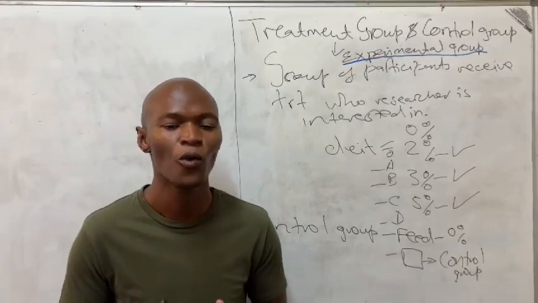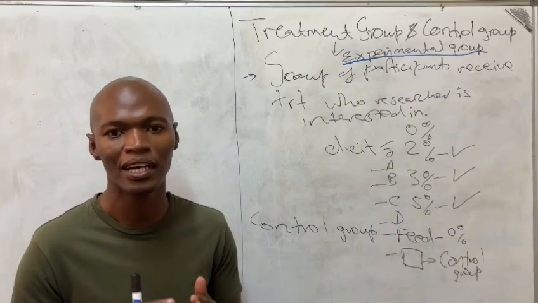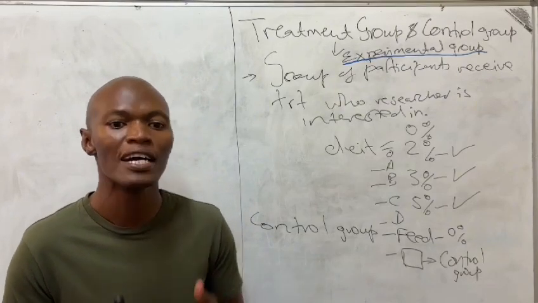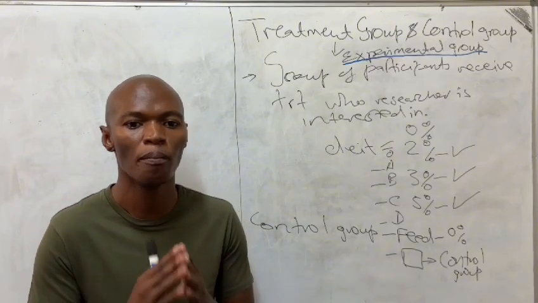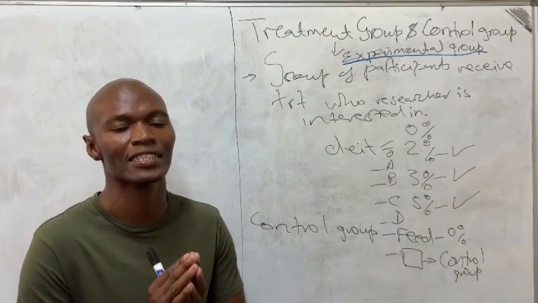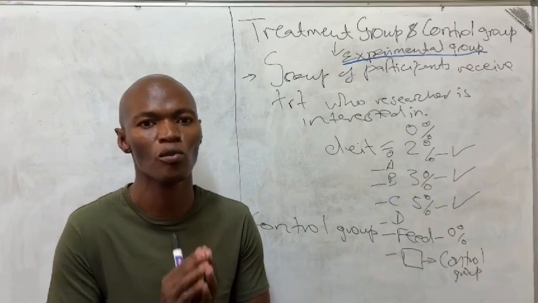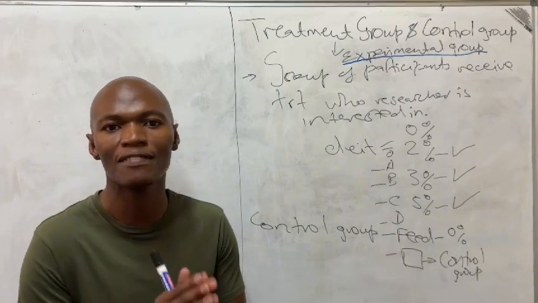To recap, we have covered the treatment group, or we call it the experimental group, and the control group. Remember, the treatment group is a group of animals or participants that receive the treatment of interest, whereas the control group is the group of participants that don't receive the treatment.